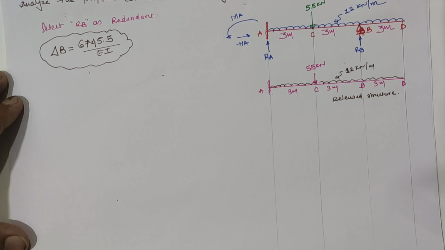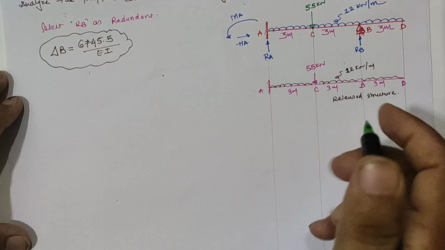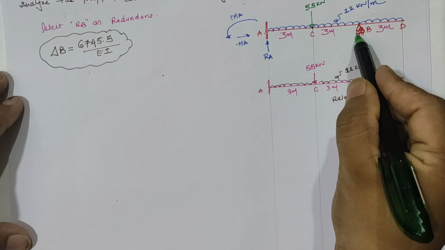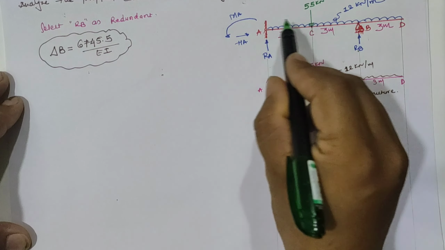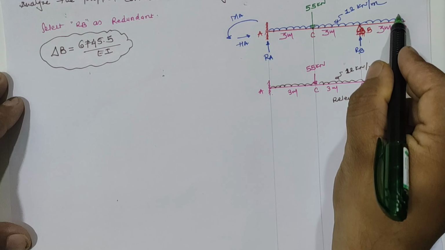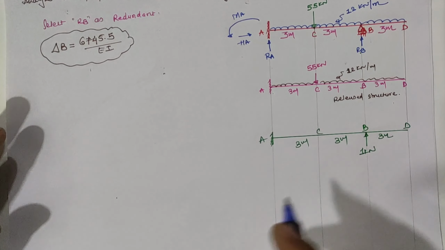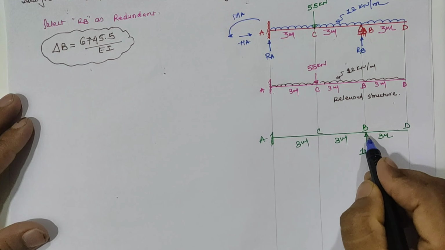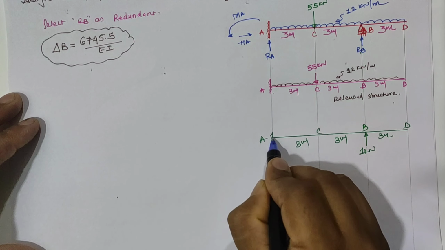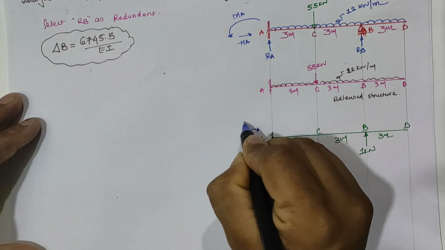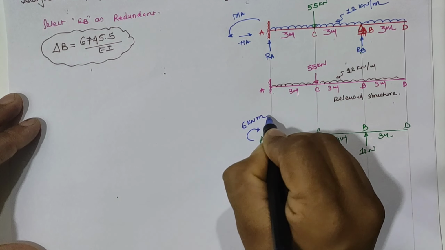For the calculation of delta BB, we have to assume a 1 kilonewton point load at the location of the redundant and remove all the extra applied load, then our release structure is as shown. Now if we calculate the bending moment at location A, then it is 1 into 6 in the clockwise direction, hence it is 6 kilonewton meter.